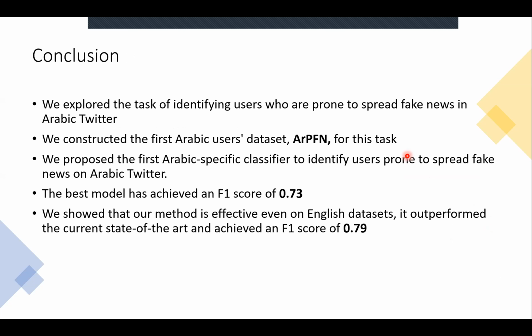Okay, so quickly to conclude our work, we explored a very underexplored task in fake news detection, which is identifying users prone to spread fake news. We constructed the first Arabic dataset for this task, and we proposed the first Arabic classifier. Our best model has achieved an F1 score of 73, and we were able to outperform the current state of the art in English, and we achieved 79 F1 score. That's it. If you have any questions, please let me know, and thank you for listening.